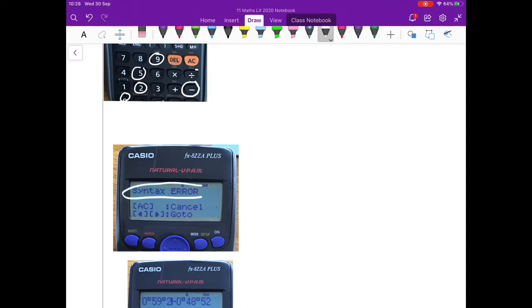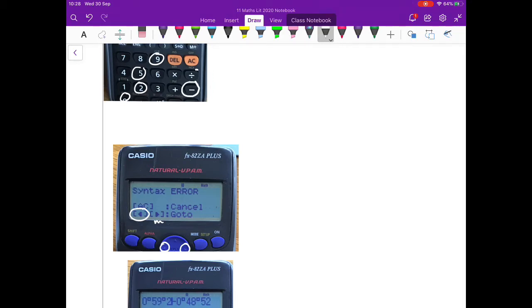you get here what we call the syntax error. Syntax is sentence construction, but now we've got mathematical sentence construction, and at the bottom you have a choice. You can either go to your AC button, which cancels everything, but we have this bottom line which is very, very useful. So to understand, this arrow ties up with that arrow, and it means go to, or this arrow ties up with that arrow on your big blue button.